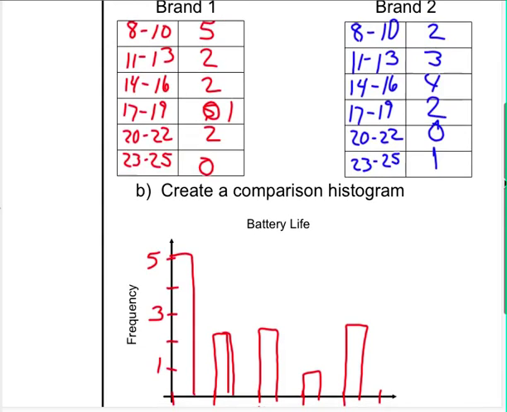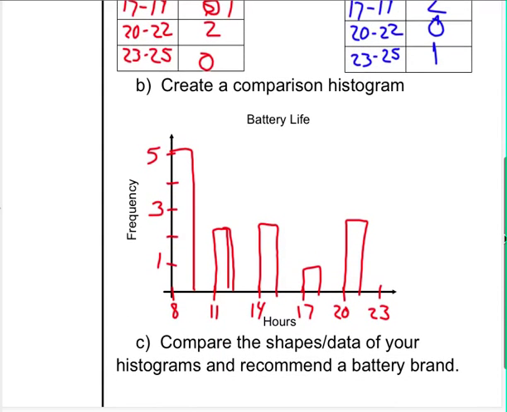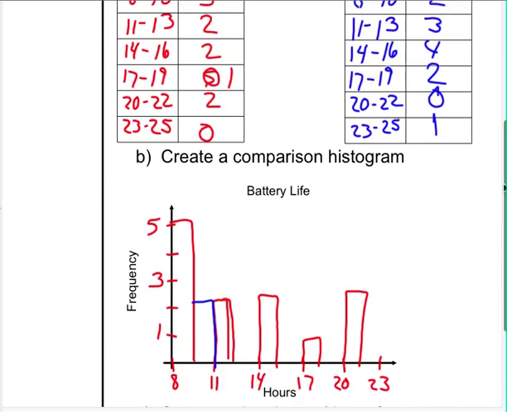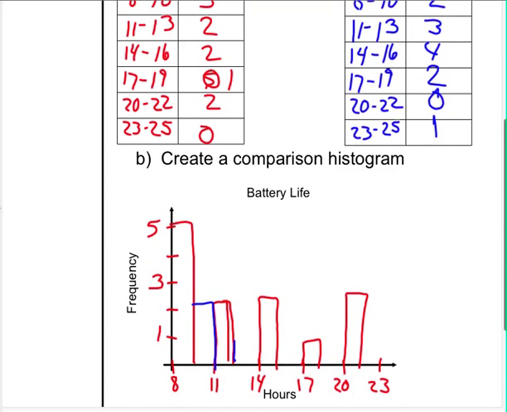All right, so for brand 2, 8 to 10, I have 2. 11 to 13, I had 3. Sorry about the bell, I knew that one was coming. 14 to 16, I had 4. 17 to 19, we had 2. And then 23 to 25, we had 1.